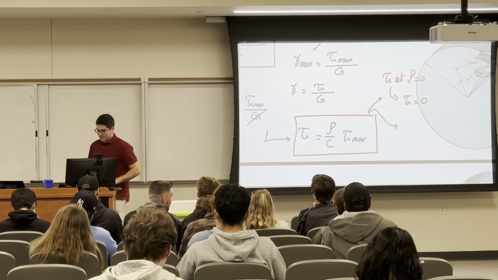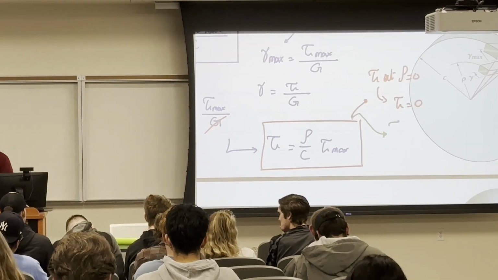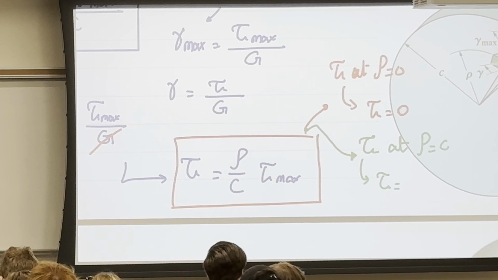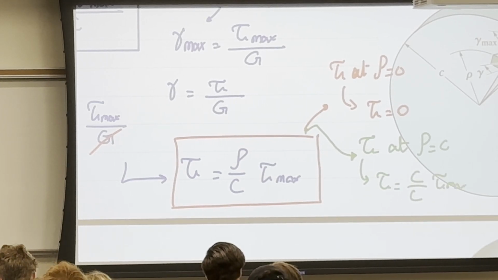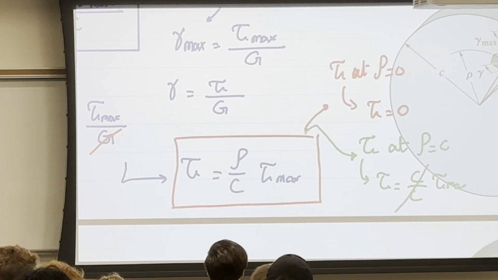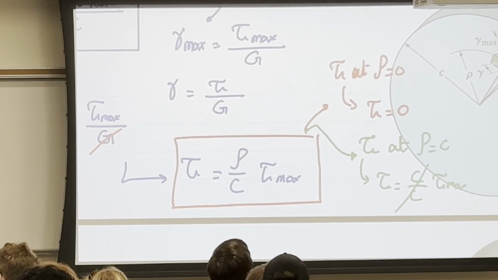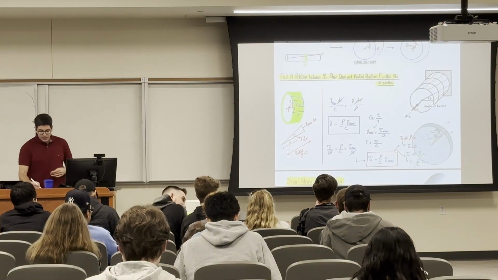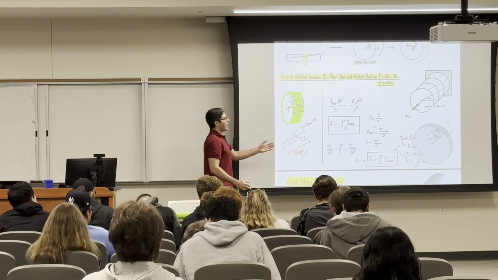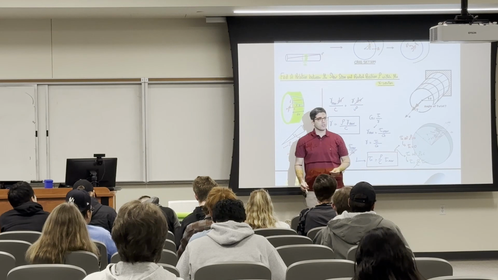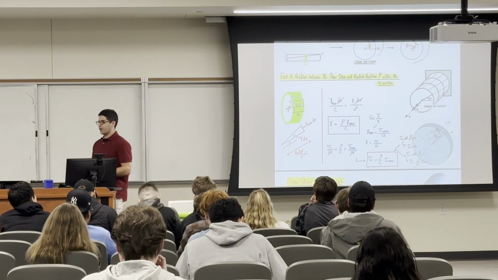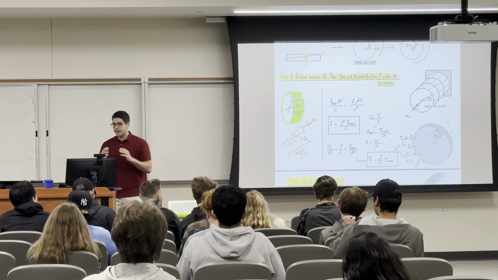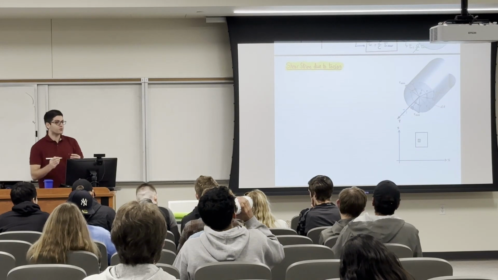Okay? Now, if I want to find tau at rho equal to c, look, the equation will turn out to be c over c times tau max, so tau will equal tau max. Now what we did is we found an equation, a relation, for tau at any point within the cross section. But we don't see any torsion here, which is the Mz, right? So now we want to find a relation between the shear stress and the torsion.